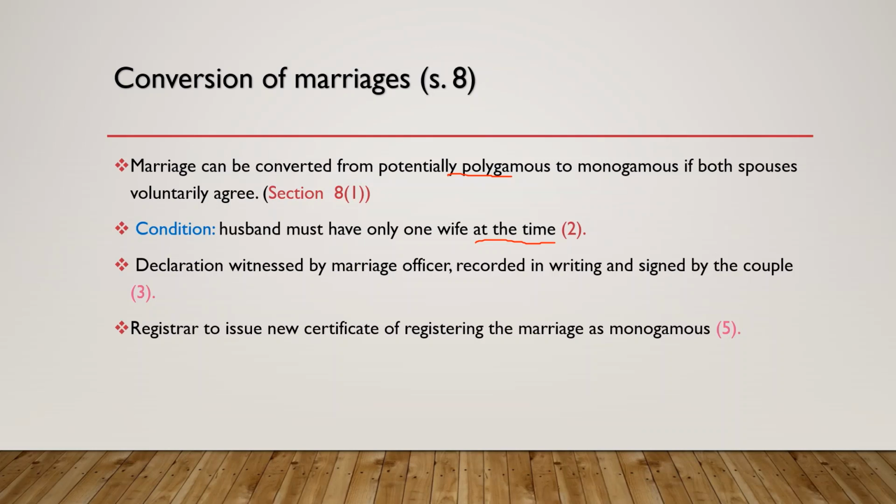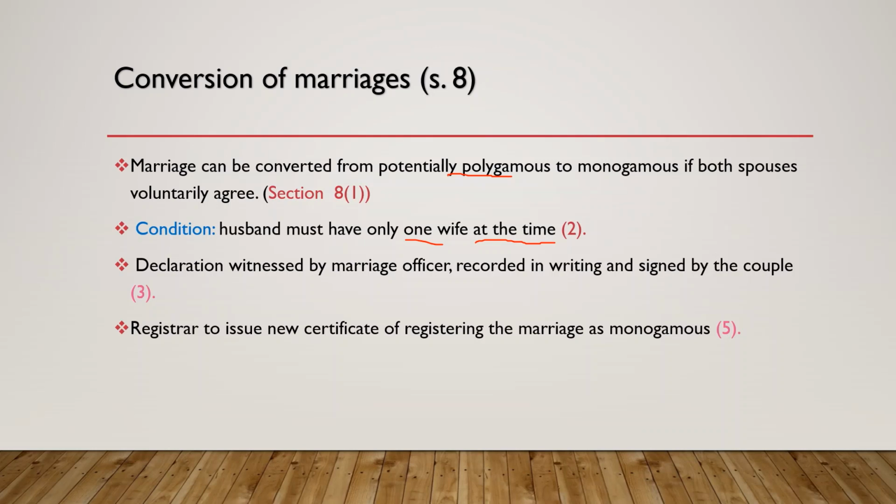Conversion of marriages. For a person to convert a potentially polygamous marriage into a monogamous marriage, the husband at that particular point in time must have had only one wife. Should that man have more than one wife, then he is forever in a potentially polygamous marriage, and he can continue marrying any number of women he wants, meaning that no woman amongst his many wives can agree with him to convert the specific marriage from being potentially polygamous to a monogamous one.